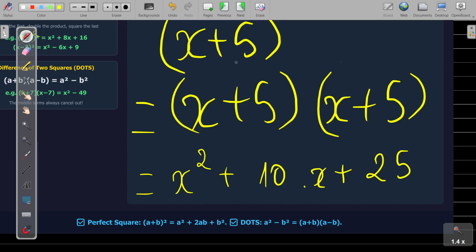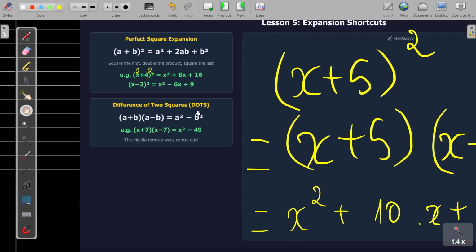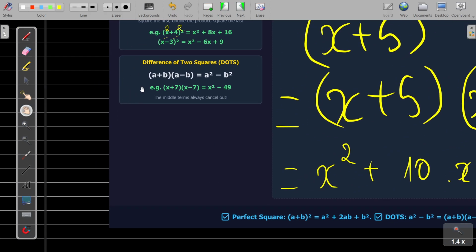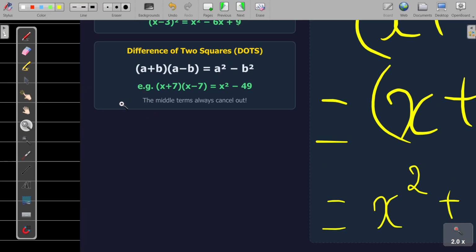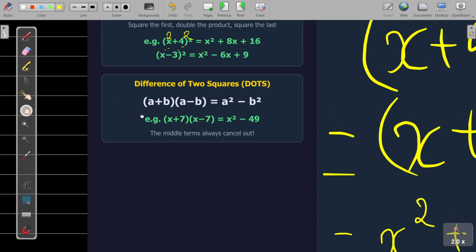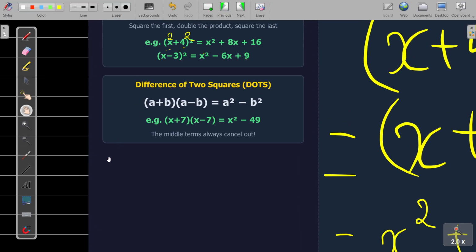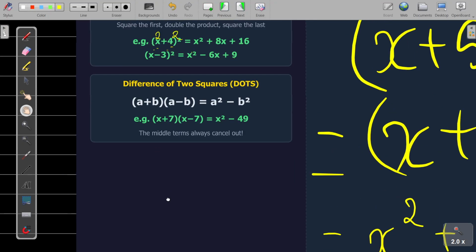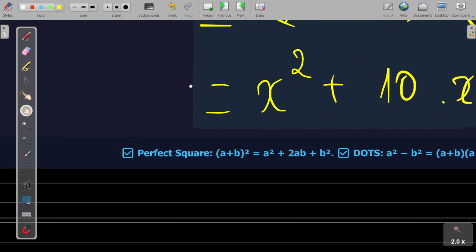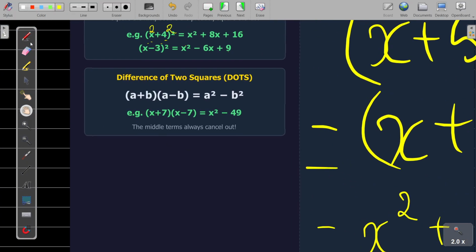Now, of course, that's not the only place where we can use expansion shortcuts, because the second shortcut exists in the difference of two squares, or what we call DOTS. So look at this problem. We have the bracket (x - 3) multiplied by the bracket (x + 3). Or actually, it's this, (x + 7). Sorry, I'm misreading stuff.